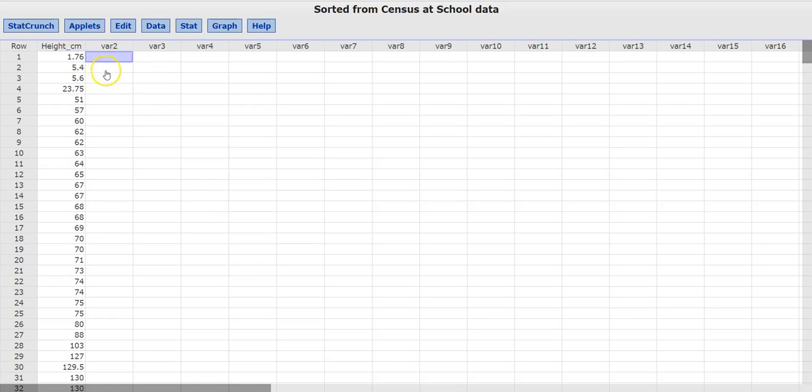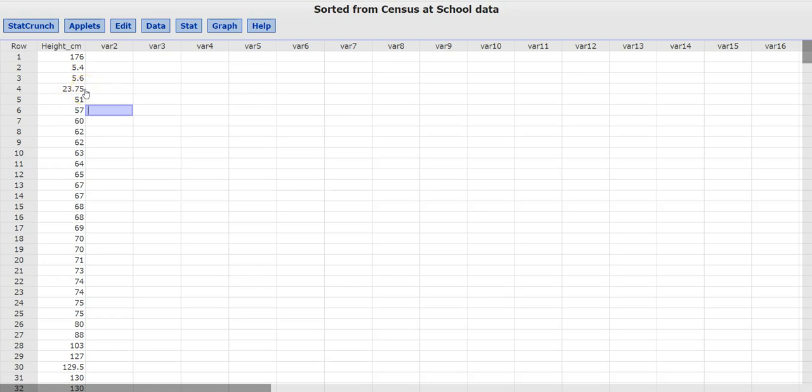Okay, so clearly we have a problem here. A person who is not 1.76 centimeters tall. We need to think about what they did wrong. Well, this looks like they put it in meters instead of centimeters. So this is an easy fix. We just have to change the decimal place. Now here we have 5.4 and 5.6. My guess is this person is either 5.4 feet or 5 feet 4 inches, and so they have these in feet and inches.